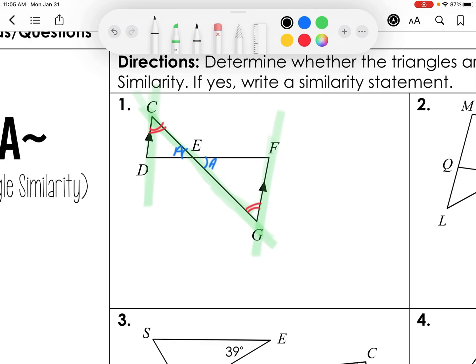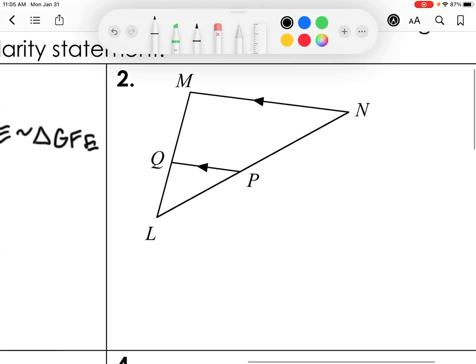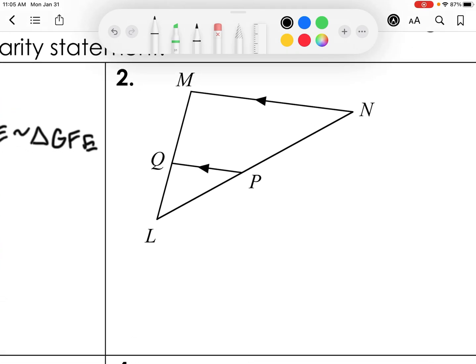done. Writing our similarity statement, the triangle CDE would be similar to triangle, what matches up with CDE, it would be GFE. And that's it. Number 2, here we have to find two angles again.